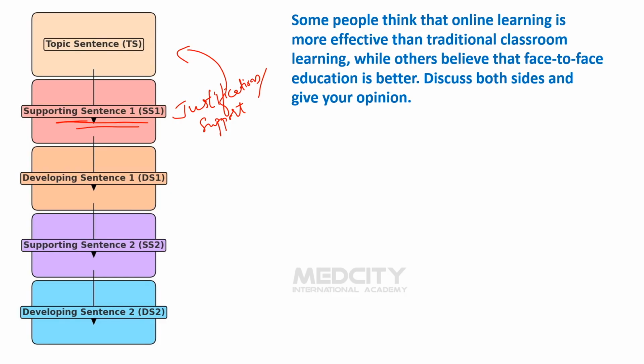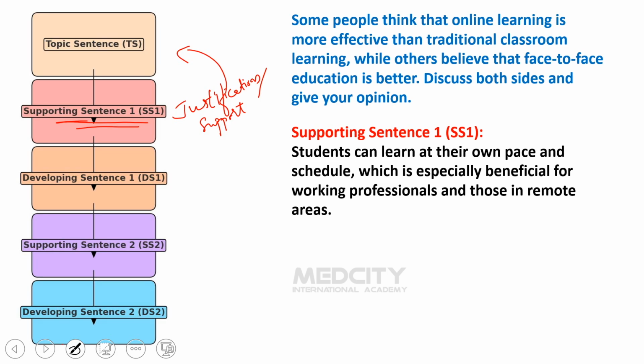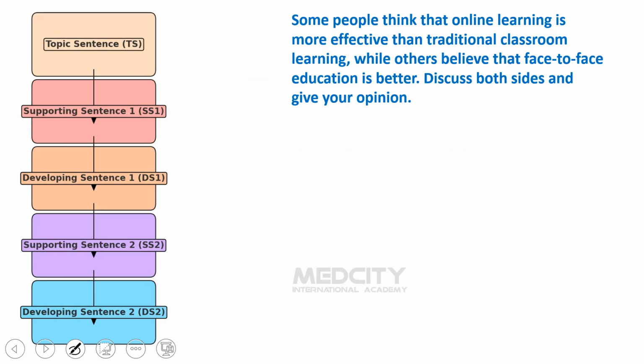In the topic sentence, you have said that it is convenient and flexible. Now we write a sentence to justify that to the reader. I'll show you an example. The supporting sentence says that students can learn at their own pace and schedule, which means that it's flexible and convenient, which is especially beneficial for working professionals and those in remote areas. So the idea which you have stated in the topic sentence, you are justifying, supporting, and strengthening using this supporting sentence. Now after the supporting sentence, what you write, we call the developing sentence.